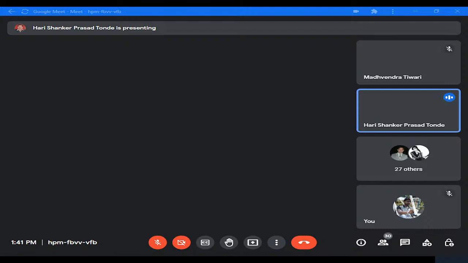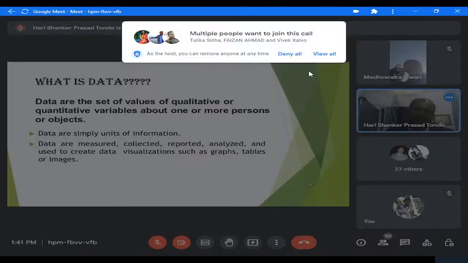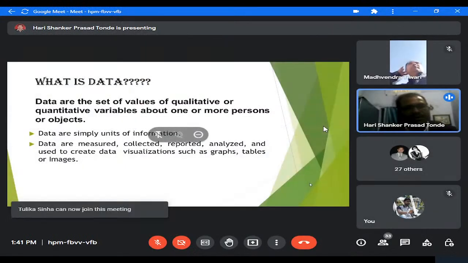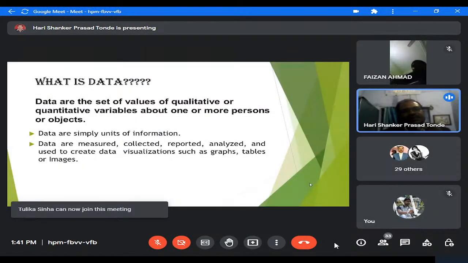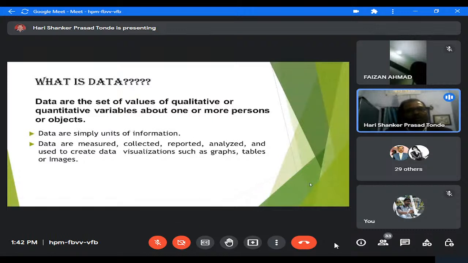So when we are asking ourselves what is actually data, the answer is that data is nothing but a simple unit of information which is directly concerned with the research scholar, and with the particular problem identified by the researcher. As we all know, data are the set of values of qualitative or quantitative variables about one or more persons or objects.